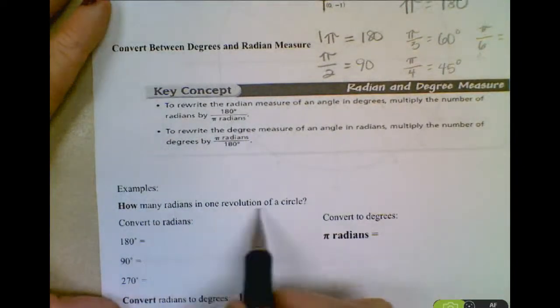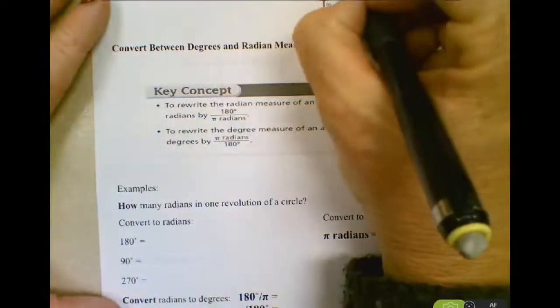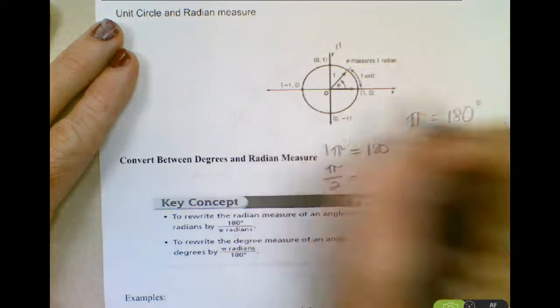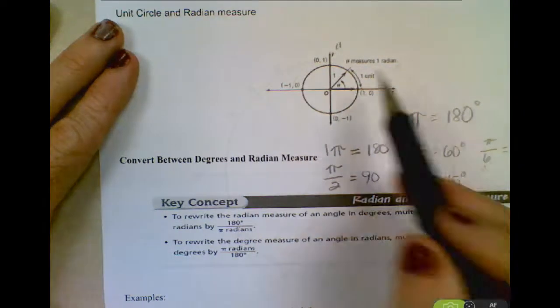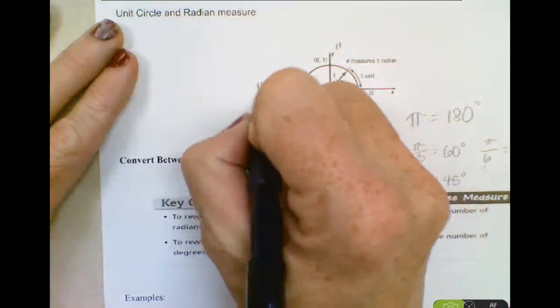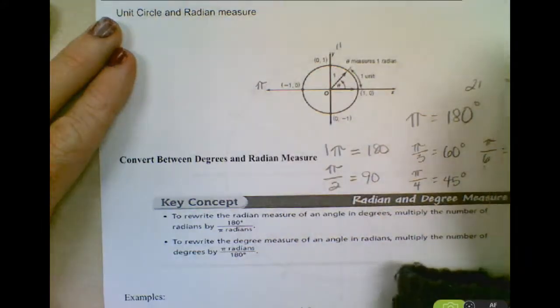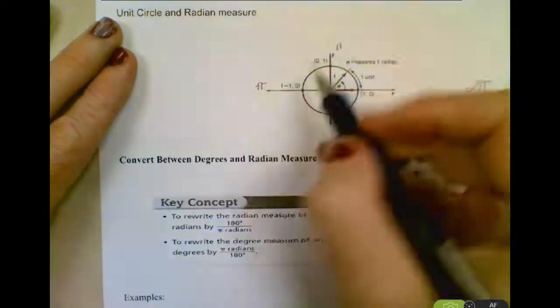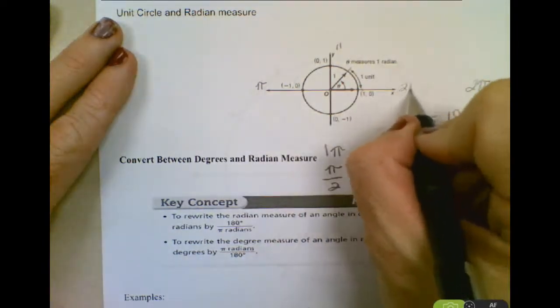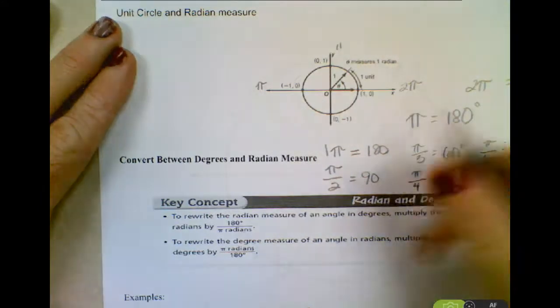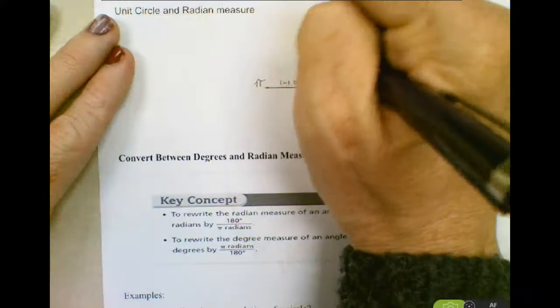Okay, so how many radians in 1 revolution of the circle? What you do need to know is that when you go out to here, half a revolution, if pi equals 180, then if I go out here, this measure is going to be pi. If I go all the way around, how many degrees are in a circle? I have 360 degrees in a circle. If each pi is worth 180, that means all the way around the circle is worth 2 pi. If I go up to 90 degrees, right, 90 degrees is pi over 2.